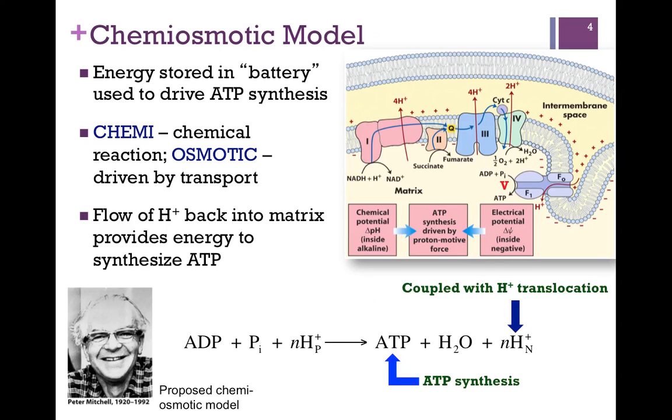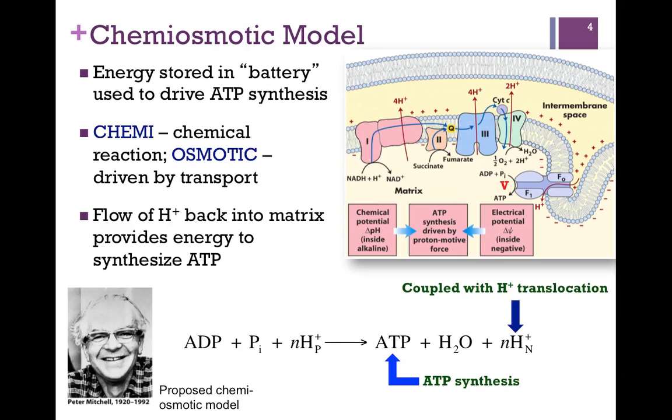This model is referred to as the chemiosmotic model. It was first proposed by Peter Mitchell, and it in essence states that energy is stored in our proton battery, as it were, and that's what's going to be used to drive ATP synthesis. So the chemi part of this has to do with the fact that we're talking about a chemical reaction to synthesize ATP. It's osmotic in that it's driven by transport. In this case, the transport of protons. We're going to flow protons back into the matrix, and that's going to give us the energy we need to make the ATP.